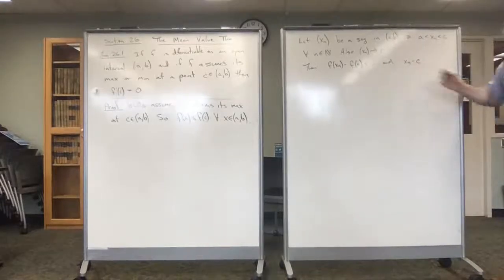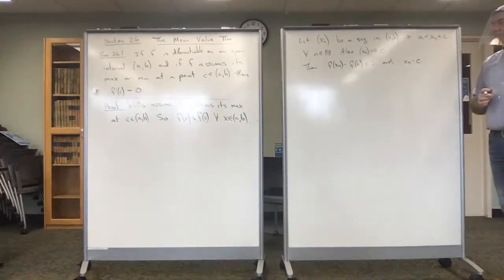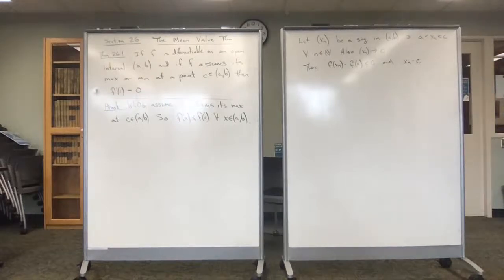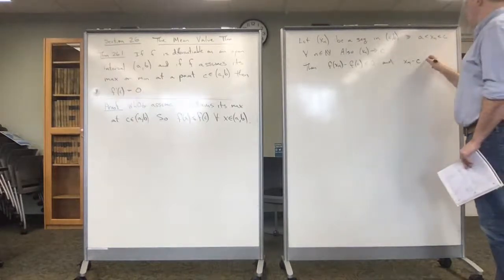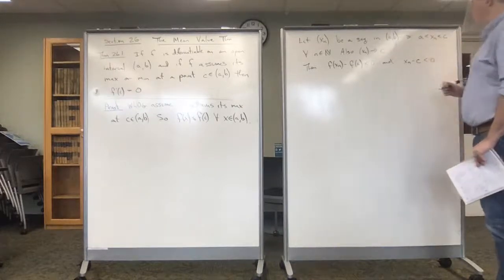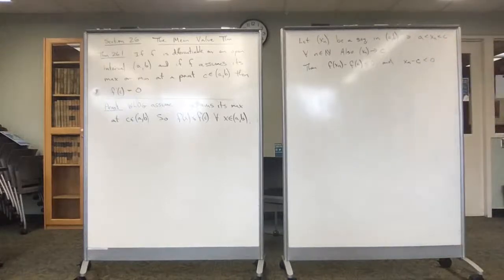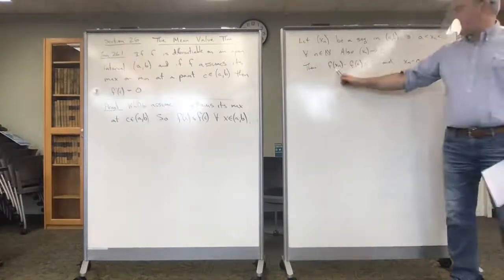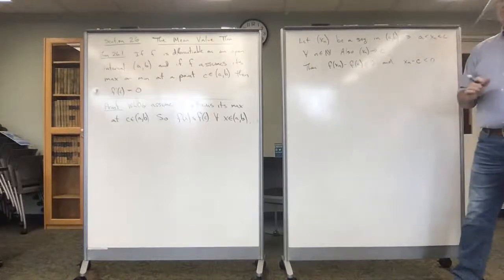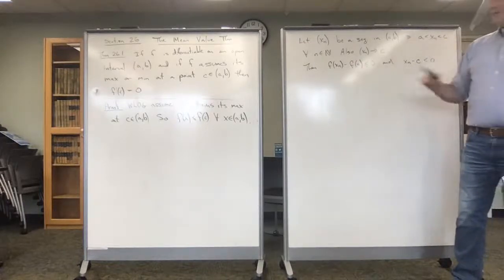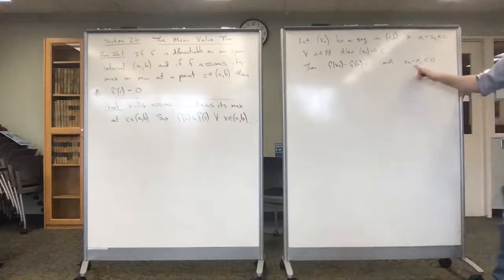Is this positive, negative, or 0? What do we think? That's also negative. We know that x sub n is less than c, even strictly less than c. So we could say that this one is strictly less than 0. In other words, this value right here is negative or 0. This one is certainly negative.